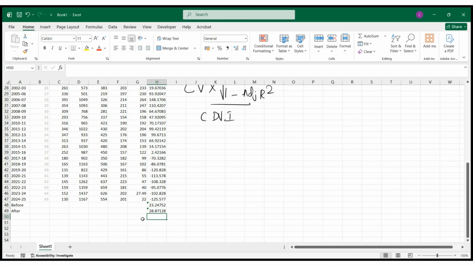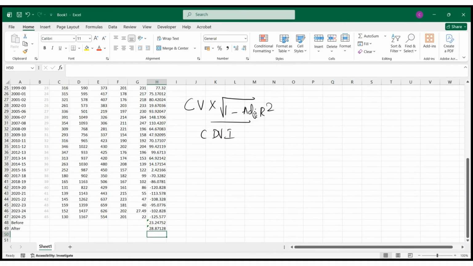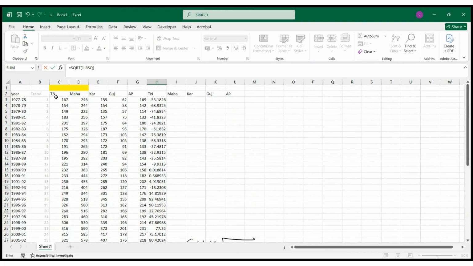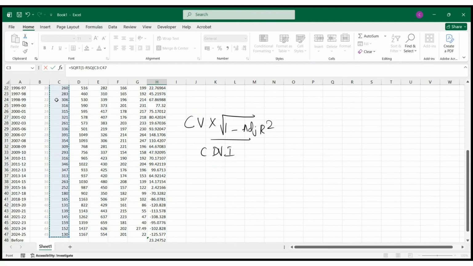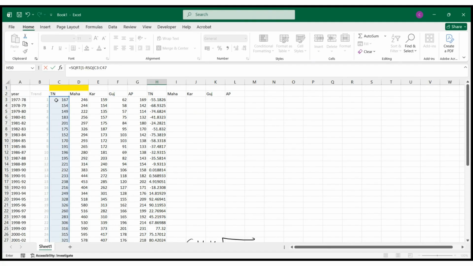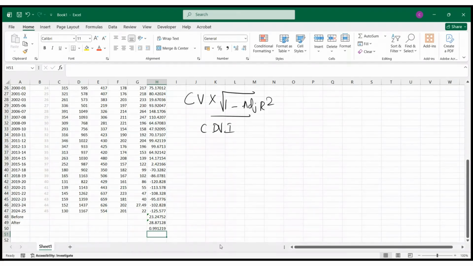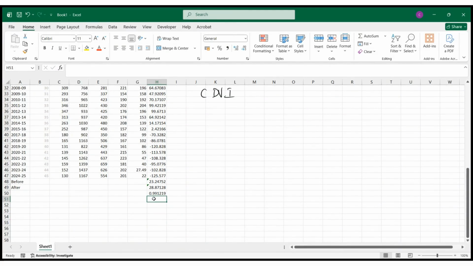The next thing we need to do is find the adjusted R square. In order to find it, I have the formula: square root of 1 minus R square, with my x and y variables. So in my case, the x and y variables are selected here. Now I got the square root of 1 minus adjusted R square, and now we can find the CDVI values.